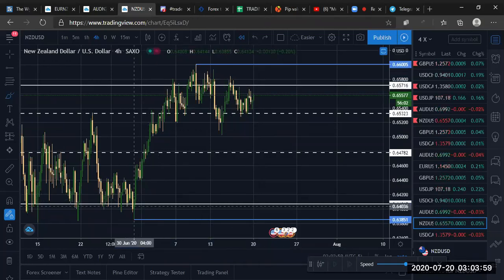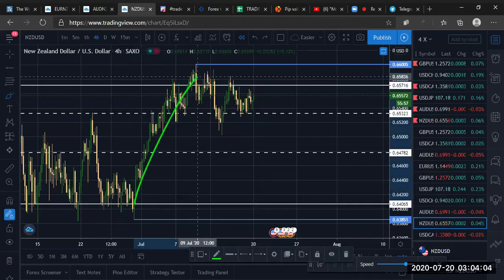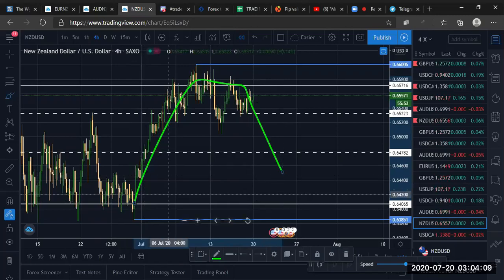So I'm saying that just going off of natural market structure. We got this up move, we got the sideways motion. Let's start moving down. That's what I'm expecting. I'm expecting it to move down for that.